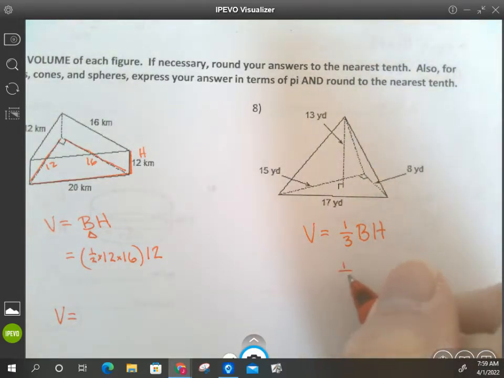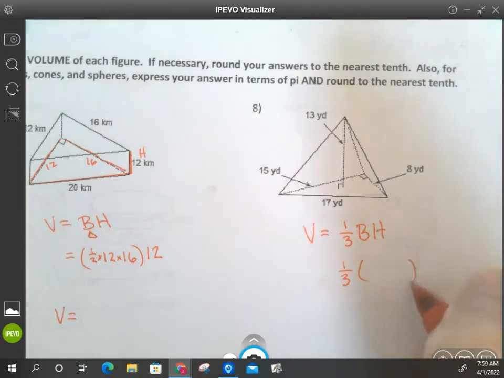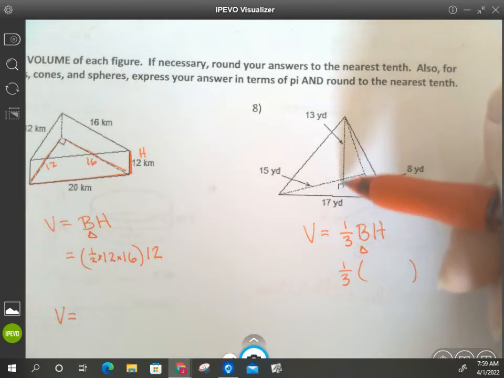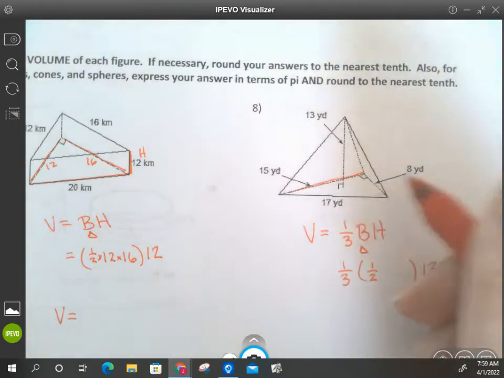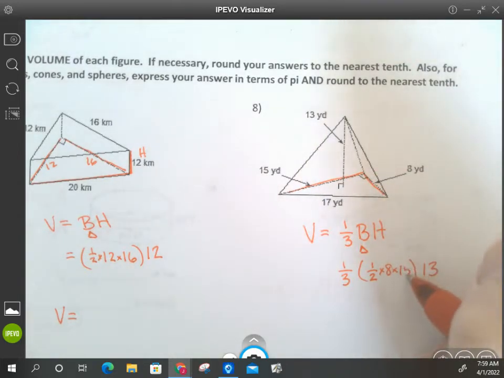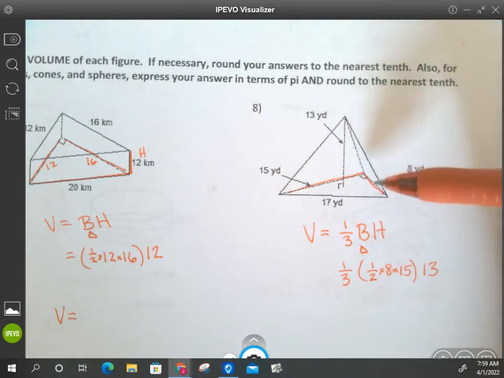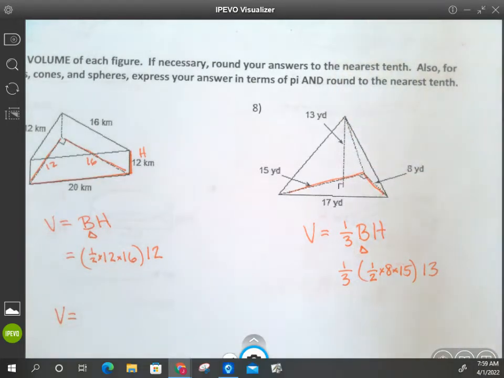So 1/3, this is a triangular prism. So area of a triangle, and then the height has to be 90 degrees coming down. The altitude is 13. All right, my triangle is 1/2. I'm going to use 8 yards as my base, and I'm going to use the 15 as my height. It doesn't matter which way I flip-flop these, as long as it's off the 90 degrees. Again, I don't want the lateral or slant height. I want the altitude. All right, so that is going to be your volume.